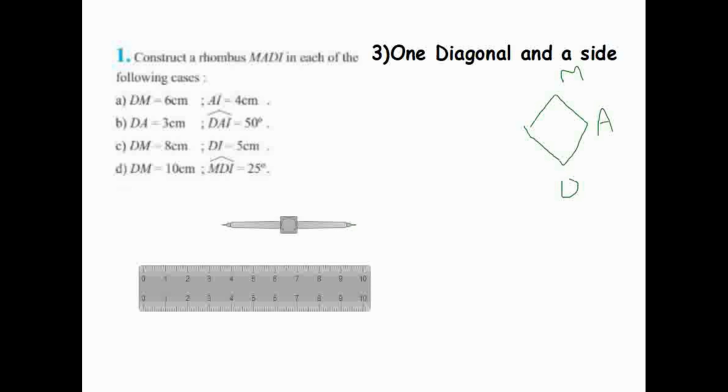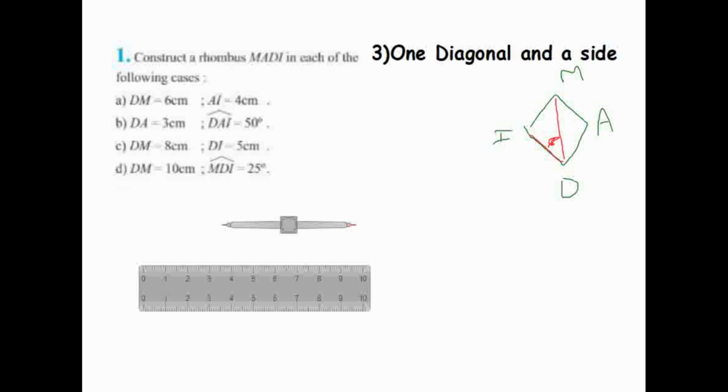I'm going to see where are these segments that they are giving me their measures. So DM, I'm going to connect it. Yes, it is a diagonal, and DI is a side. Okay, so now as DM is a diagonal and DI is a side, how should I draw that?